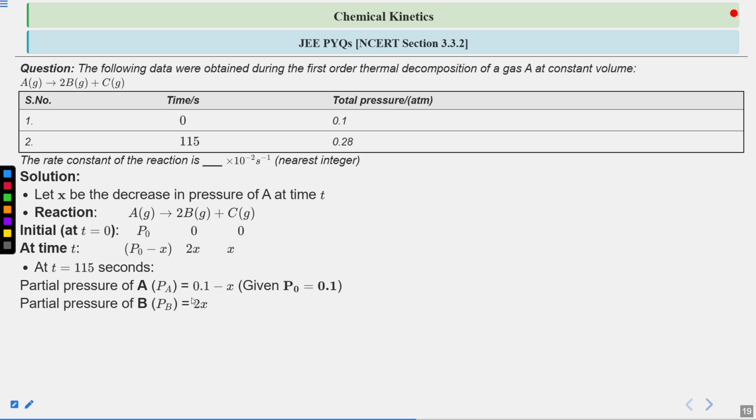The partial pressure of B, let's say PB, is equal to twice X. You can see in this reaction also that at time t, the A pressure will become P naught minus X, that means 0.1 minus X. And the 2B partial pressure, or B partial pressure, will become equal to 2X. Similarly, the partial pressure of C product, that is PC, is going to be equal to X.